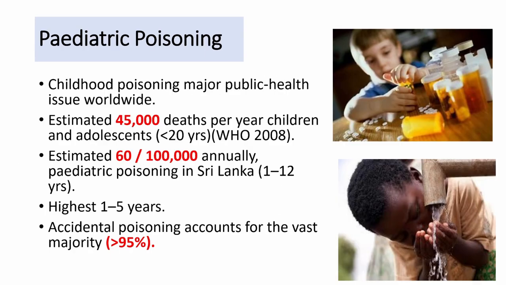Yeah, pediatric poisoning. Actually, as with snakebite, Professor Kavinda told, it's a major public health issue in the world. An estimated 45,000 children and adolescents were poisoned in 2018, the WHO report says, and 60 out of 1 lakh annually have pediatric poisoning in Sri Lanka. The age is 1 to 12 years, the highest in below 5 years. They do not know much, and it is a toddler's life.